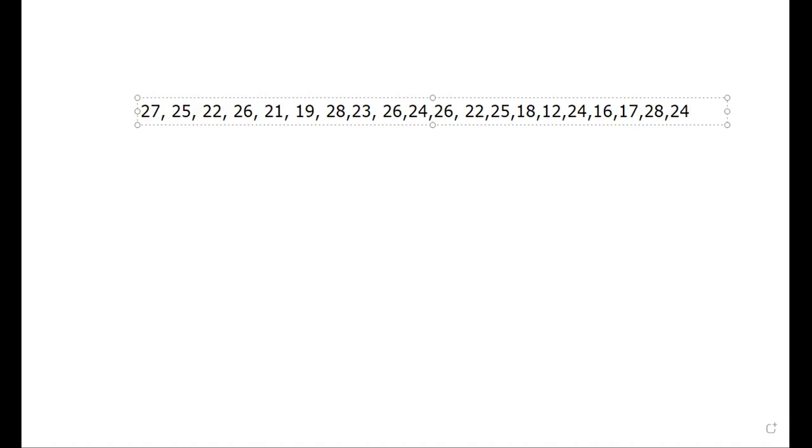That means in the past 20 days, we have this population. So first of all, we have to find the population mean. To find the population mean, we have to use the formula.